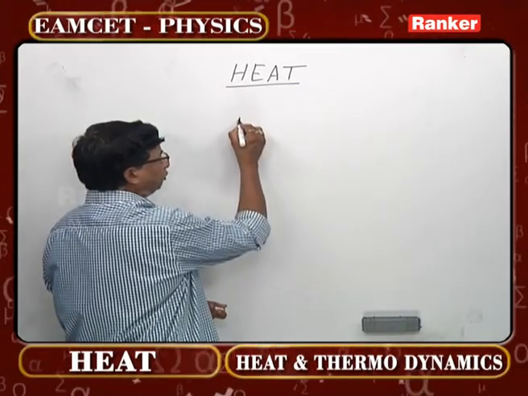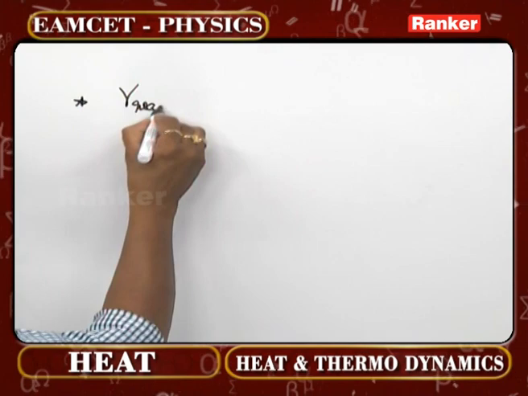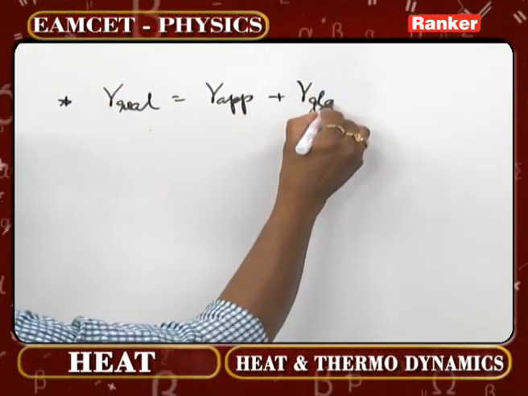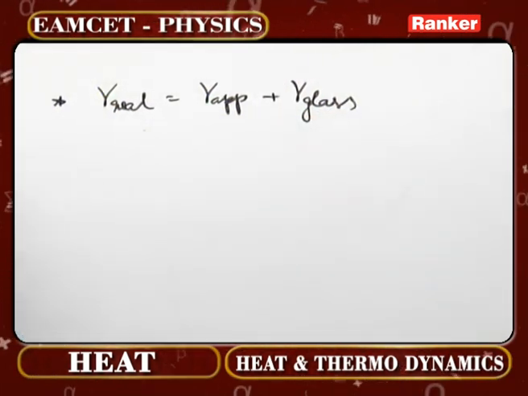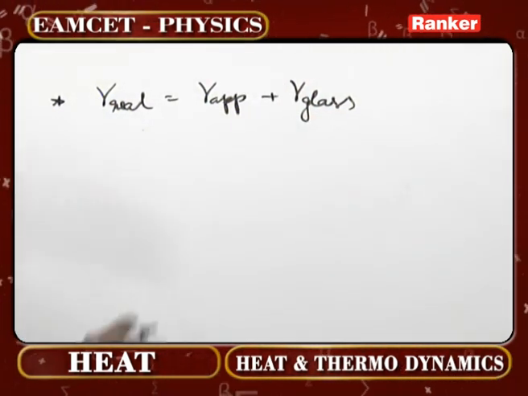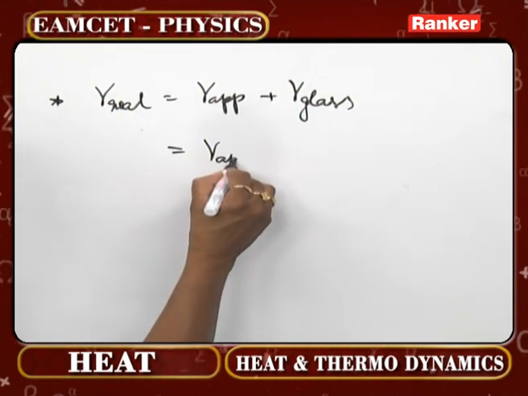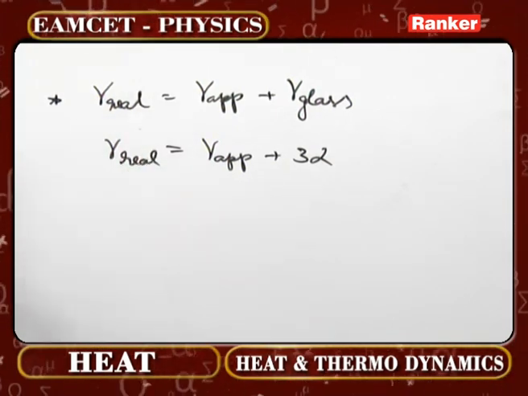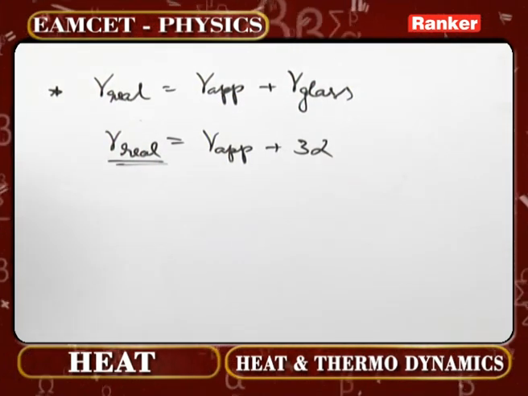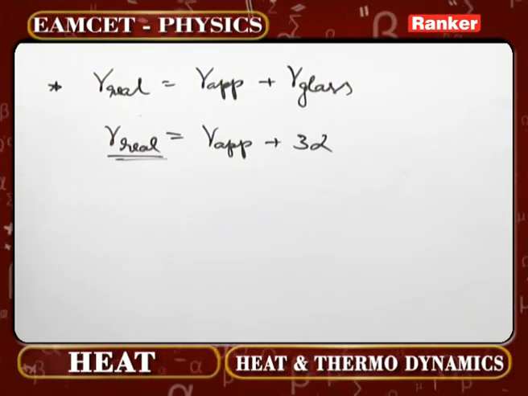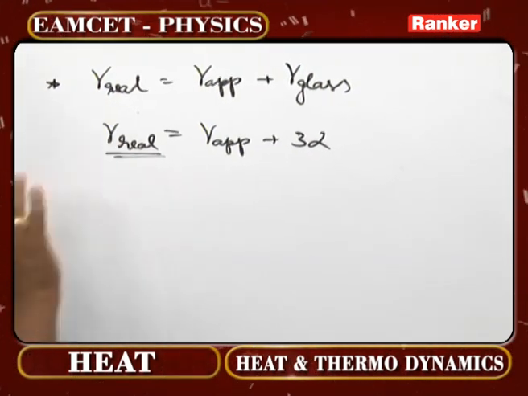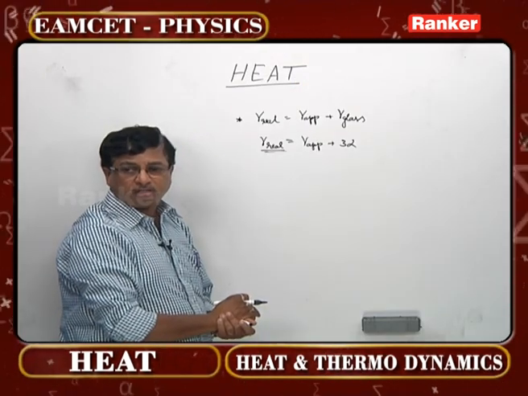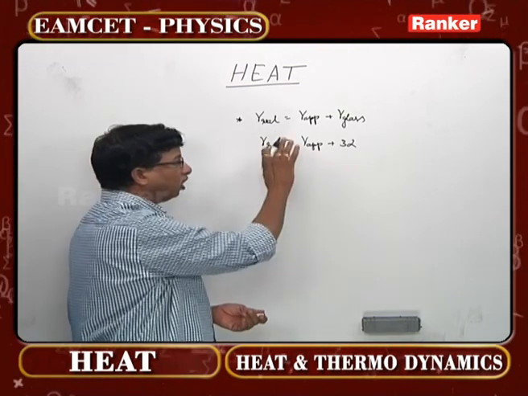Likewise, if you look at expansion of liquids, gamma real is equal to gamma apparent plus gamma of glass or the vessel, whatever has been taken, into which the liquid has been taken. In other words, you can write gamma apparent plus 3 alpha. That is the equation for gamma real. But remember carefully, gamma real, whatever the vessel you are taking for that particular liquid, is going to be constant. Gamma apparent depends on the vessel, but gamma real does not depend on anything else. Gamma real will definitely be a constant over there.